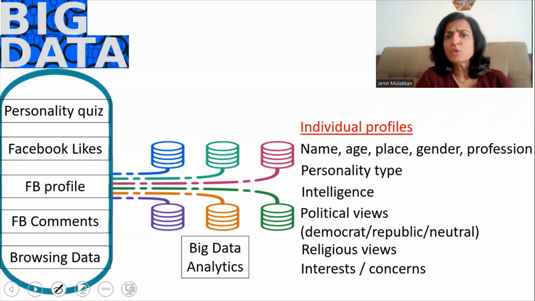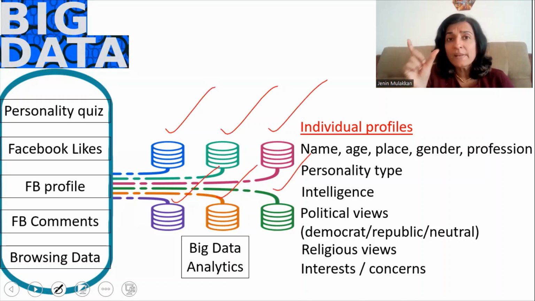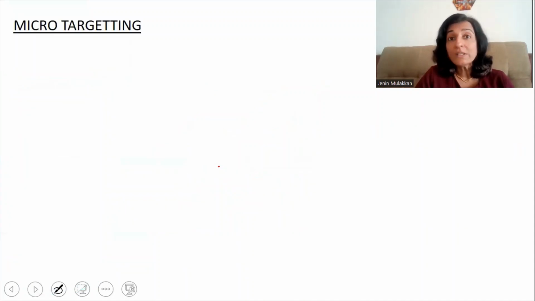So you might wonder, with all these individual profiles, what are they going to do? What they are going to do is all these individual profiles will be grouped under different heads, and the people belonging to each head are targeted with a different political ad. And this is known as micro targeting.